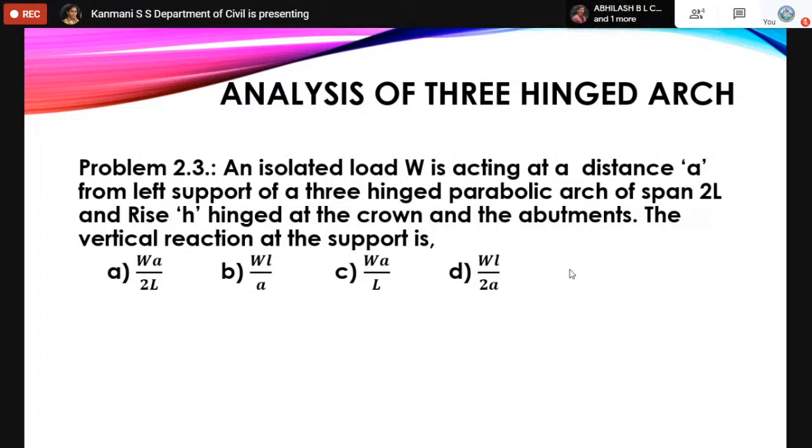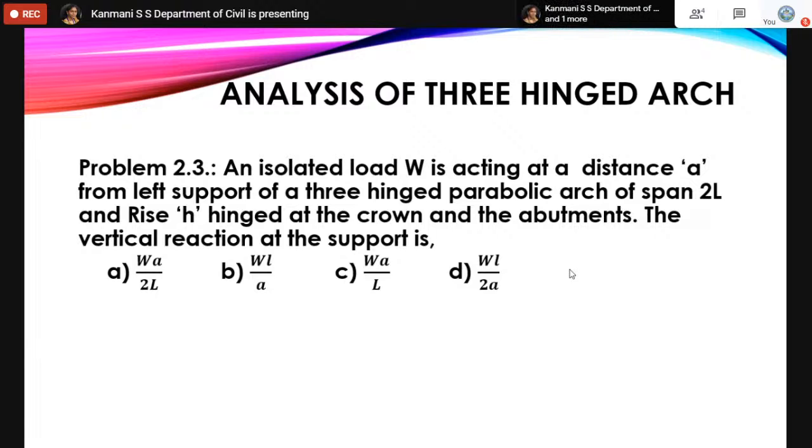They said there is a load W acting at a distance A. It is something like an eccentric loading acting on a three-hinged parabolic arch, the span of which is 2 times L and the rise is H. If you can, kindly draw the diagram and check how it will work. At section A, there is a load W. I want the vertical reaction. They didn't say which support, either A or B. So I'll take the right hand support.